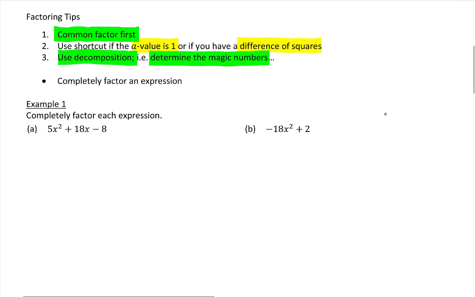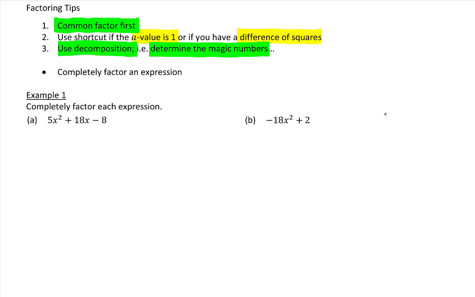So let's go through example 1. Common factor first. There are no common factors for 5, 18, and 8. And there isn't an x on the 8, so there is no common factor for the variable. We also see that the a value is not 1, and there is not a difference of squares here. So we need to use decomposition.